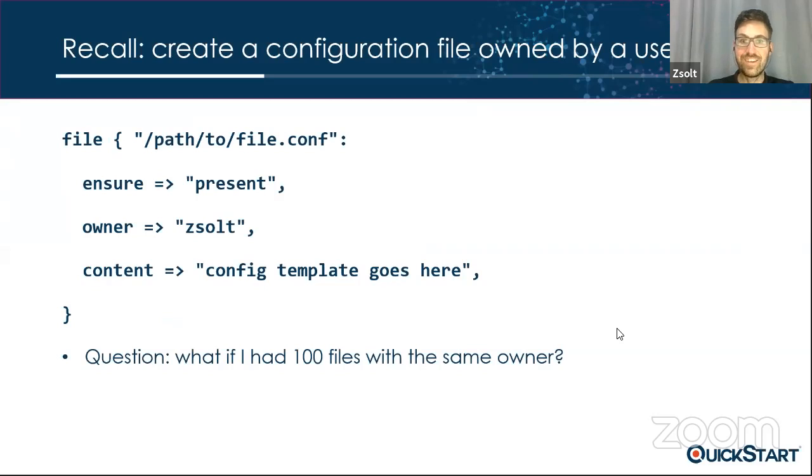Now, next thing, selection and iteration. So imagine you have this file declaration. The question is, what if we had 100 files? So not just one file, but 100 files with the same owner. You might not want to duplicate this file 100 times, especially if you wanted to change the owner, you would have to change it 100 times.